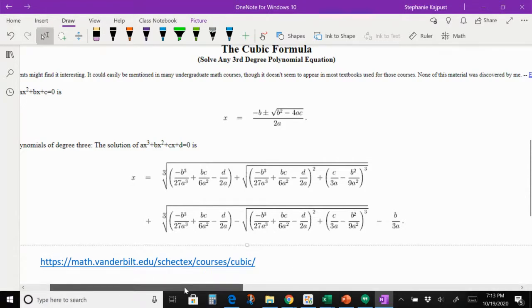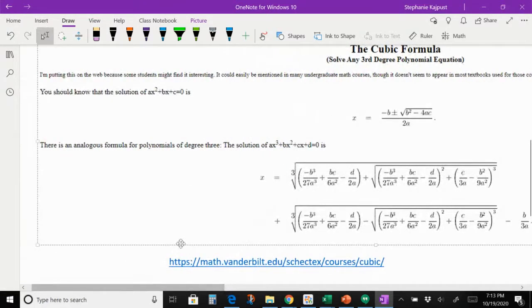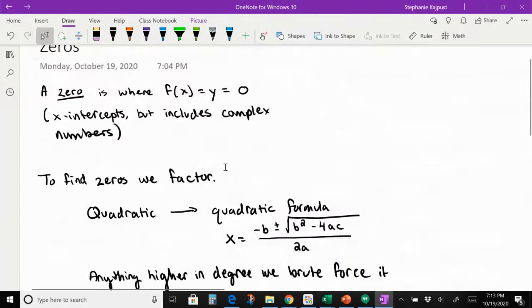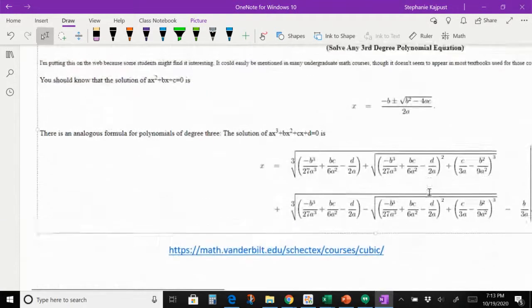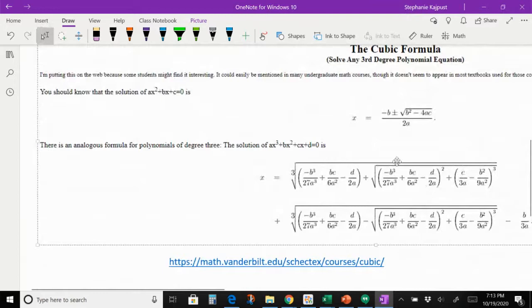So we brute force essentially everything, and that's what a computer does as well. If you have a computer that is trying to find zeros, it does essentially what is called Newton's method, where it just guesses and checks until it finds it. And so that's sort of what we do by hand too. There's no other way to do it other than trying to find formulas like this, and they're really difficult.